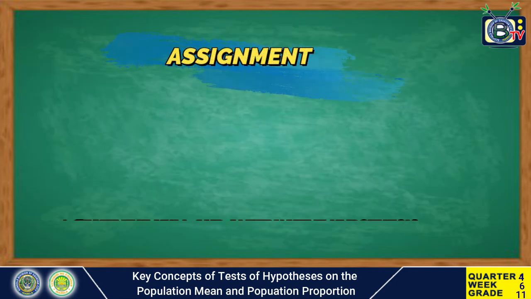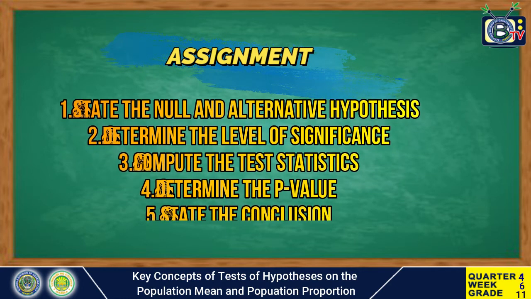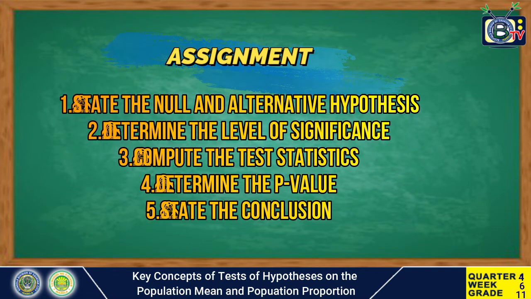For your assignment, number 1, state the null hypothesis and the alternative hypothesis. Number 2, determine the level of significance. Number 3, compute the test statistic. Number 4, determine the p-value. And number 5, state the conclusion.